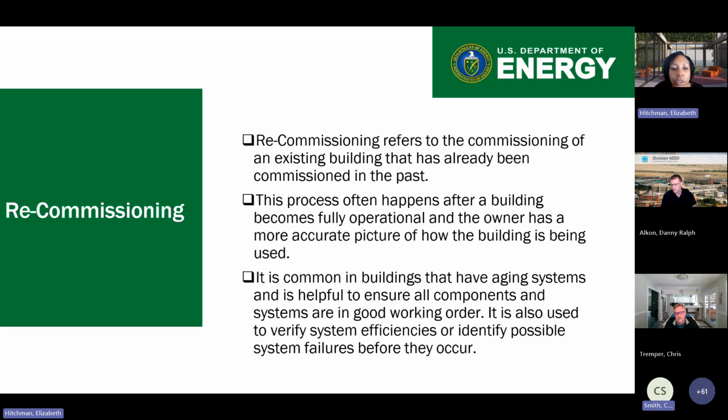It is common in buildings that are aging, of course, that are older. Usually with recommissioning, most facility managers, energy managers, whoever, it's about 3 years before they decide to recommission it. It just depends on your budget, obviously, like everything else. It's also used to verify system efficiencies or identify possible failures, which is always really important.